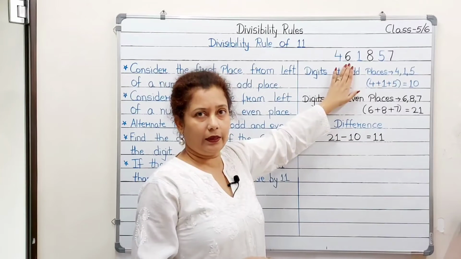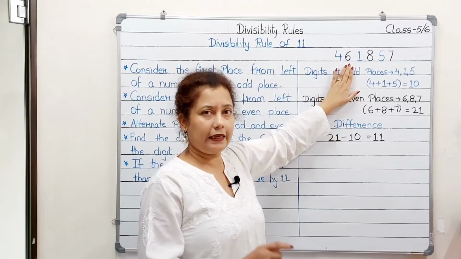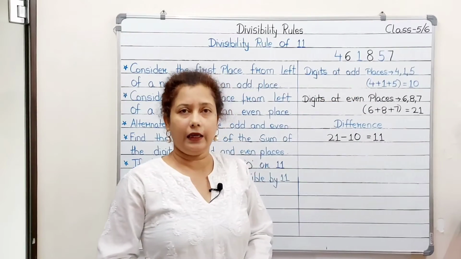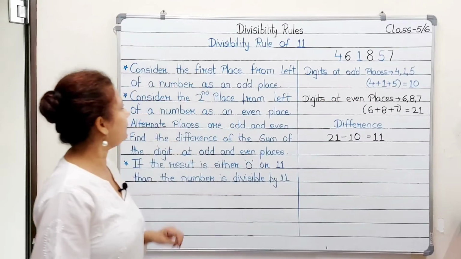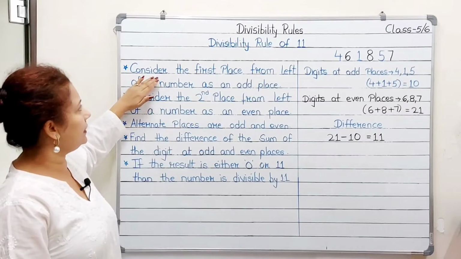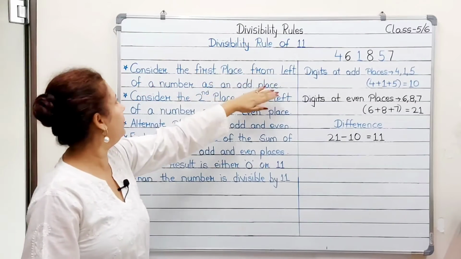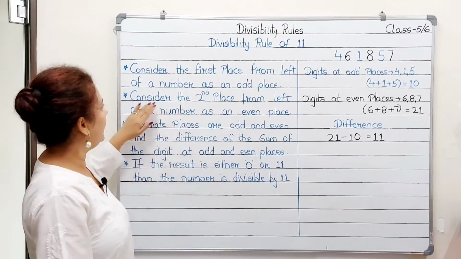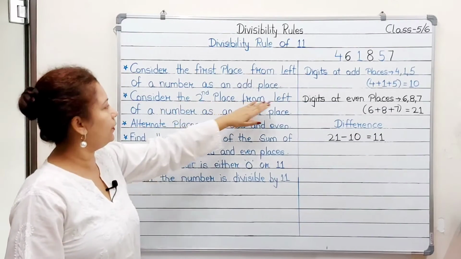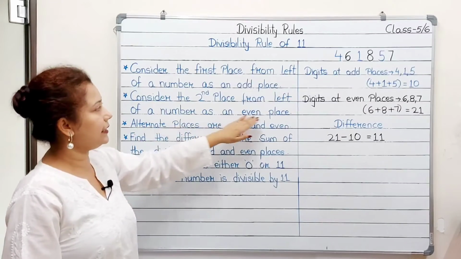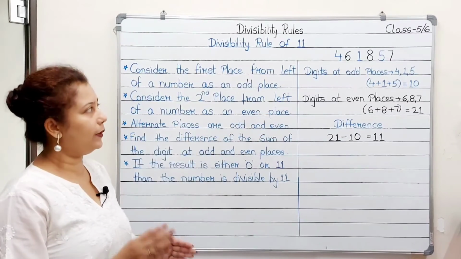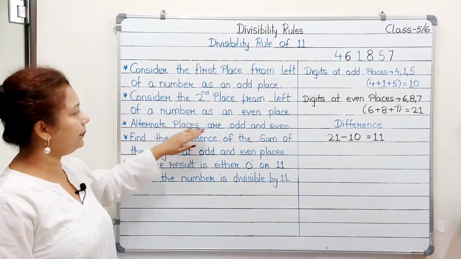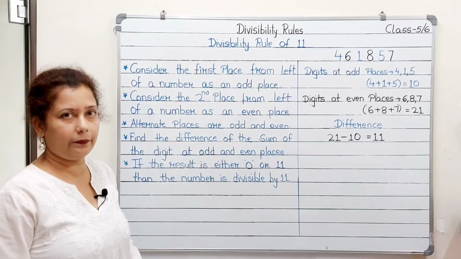2 is an even number, so we will remember that the second, fourth, sixth and eighth will be the even places. So consider the first place from the left of a number as an odd place, and the second place from the left as an even place. So one will be odd, then even, odd and even. So we say that alternate places are odd and even.